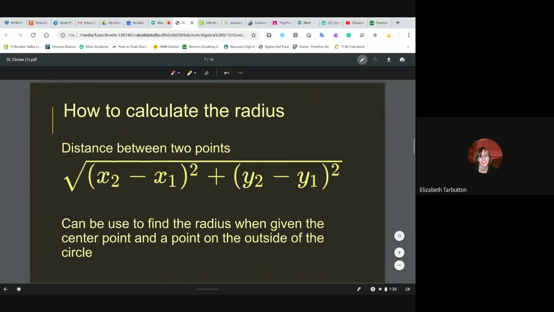You might want to pause the video and write down this formula in your notes. It is the distance formula, and it can help us find the radius when we're given a point. If we wanted to consider this the center, we could also write this as the square root of (h minus x) squared plus (k minus y) squared, where h is the x-coordinate of the center and k is the y-coordinate of the center. So like I said, go ahead and pause this to write that down.